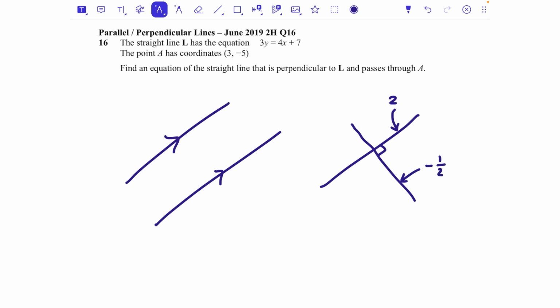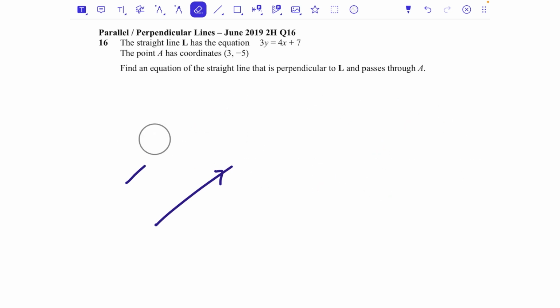So if this one has a gradient of 2, then this one will have a gradient of negative 1/2, because that's the reciprocal. If this one had a gradient of, let's say, 2/3, then this one would have a gradient of negative 3/2. So you're making it negative and you're doing the reciprocal. If it was negative, you'd then make it positive, and so on. So let's get rid of that and have a look at this question.